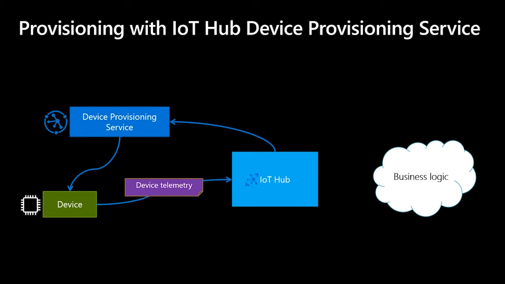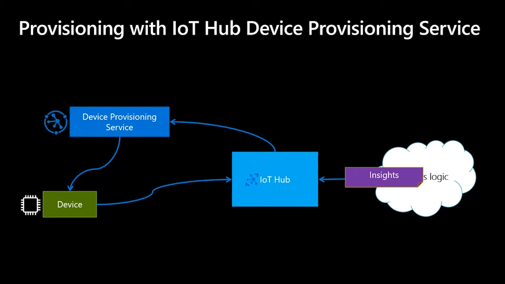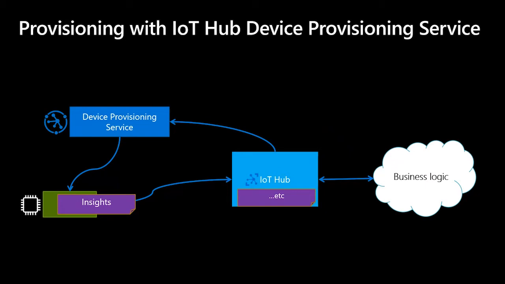Now the device can start sending telemetry to your IoT hub, which you can use, the data that's coming in, as part of your business logic to gather insights, which then you can use and bring back to the device. So you can see that's how Device Provisioning Service works with IoT Hub and on the device side.